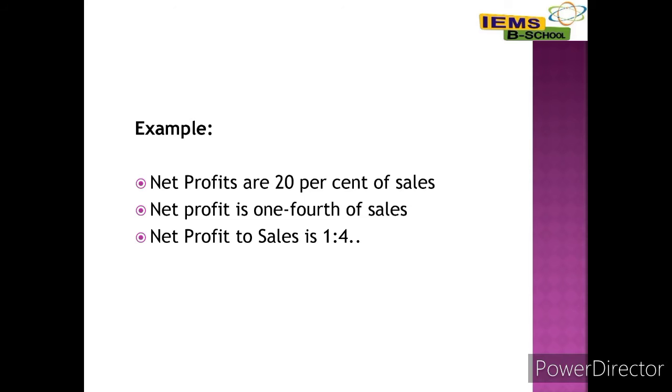So what it means here, the net profits of the firm are 20% of sales revenue generated by the firm. If the sales revenue generated by the firm is rupees 100, then the net profits of the firm are rupees 20. Similarly, when it is expressed as a fraction, net profit is 1/4 of sales. So what does it mean is, when the firm generates a sales revenue of rupees 4, the net profit of the firm would be rupee 1. Same is the case with the proportion.